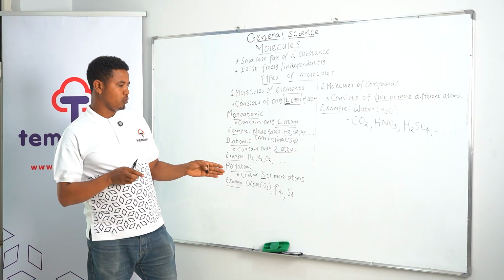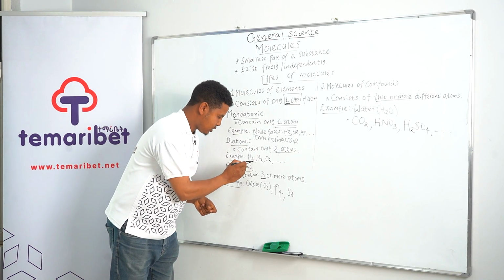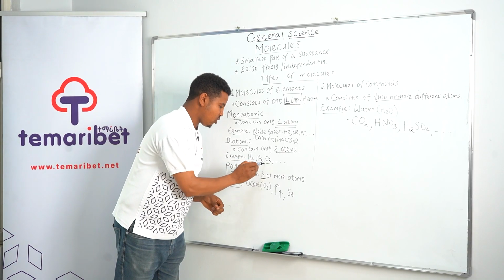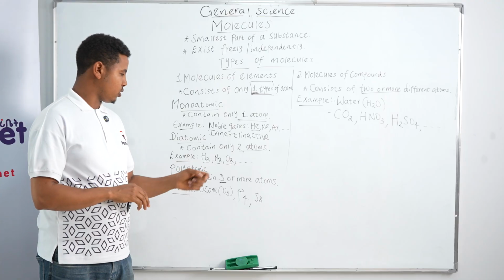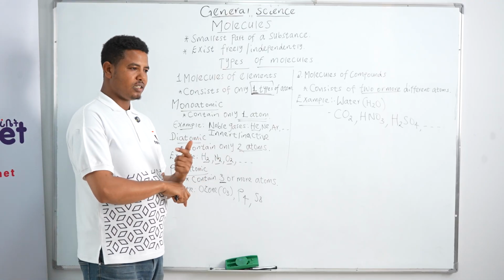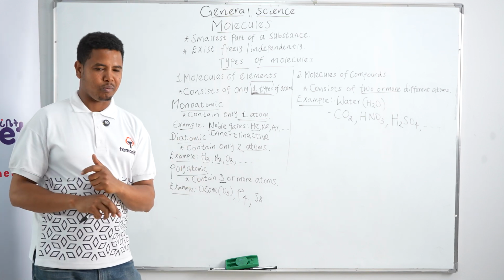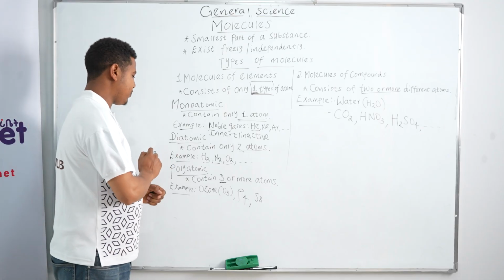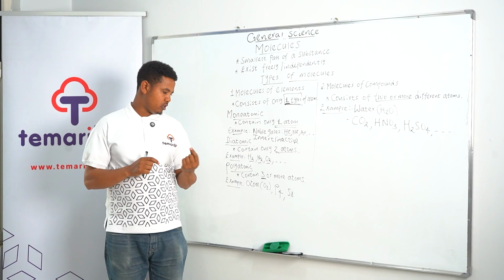Let's come to the diatomic molecules. Here, H2, N2, and O2. All these elements contain 2 as a subscript. This indicates that they contain 2 atoms. That's why we call them diatomic. Di means 2. Like hydrogen, H stands for hydrogen.